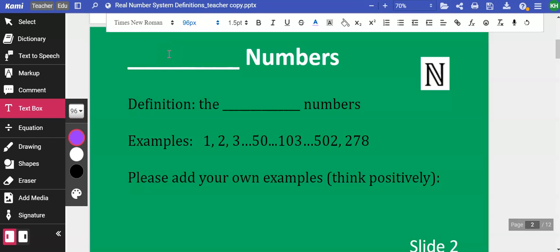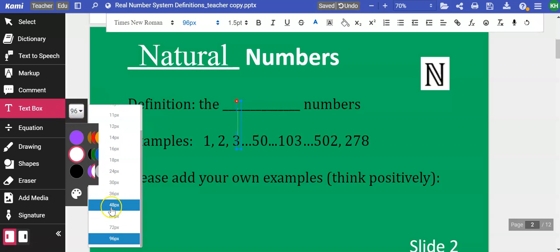First, we're going to talk about the natural numbers. So you're going to type here natural numbers. We'll type the word natural. And the natural numbers are the counting numbers. So let me change the font size.